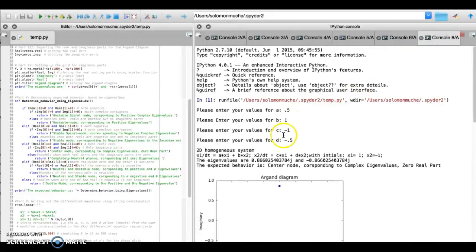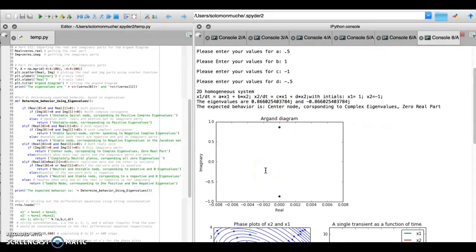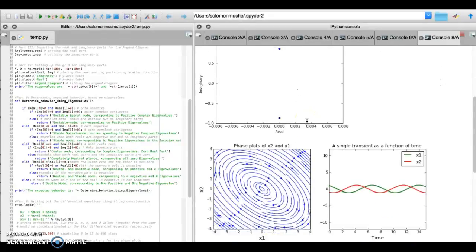One more example, and here this is a pure imaginary part, and so we should expect a center node, which is the same. That's what happened, and then oscillation because of the imaginary part.